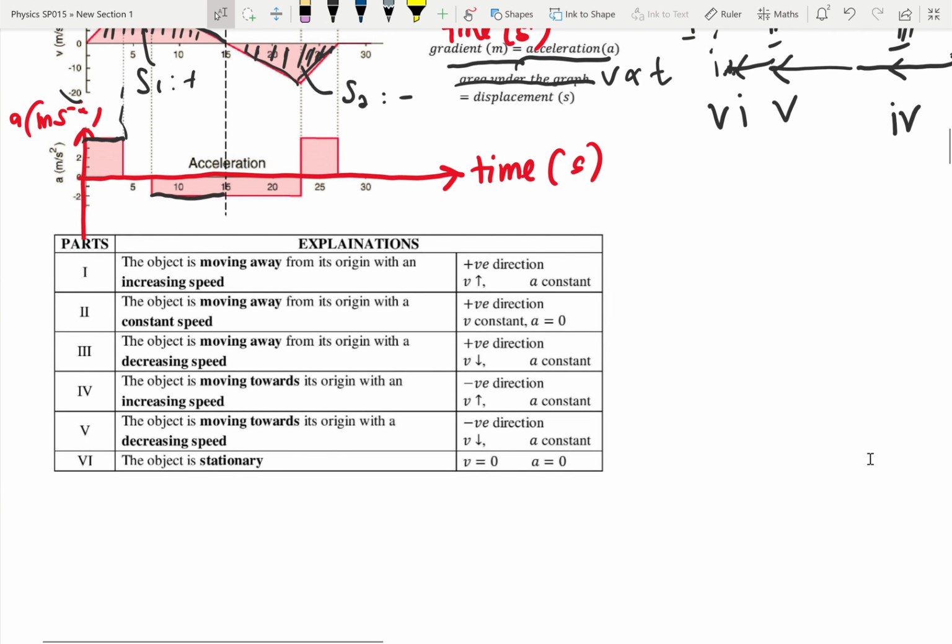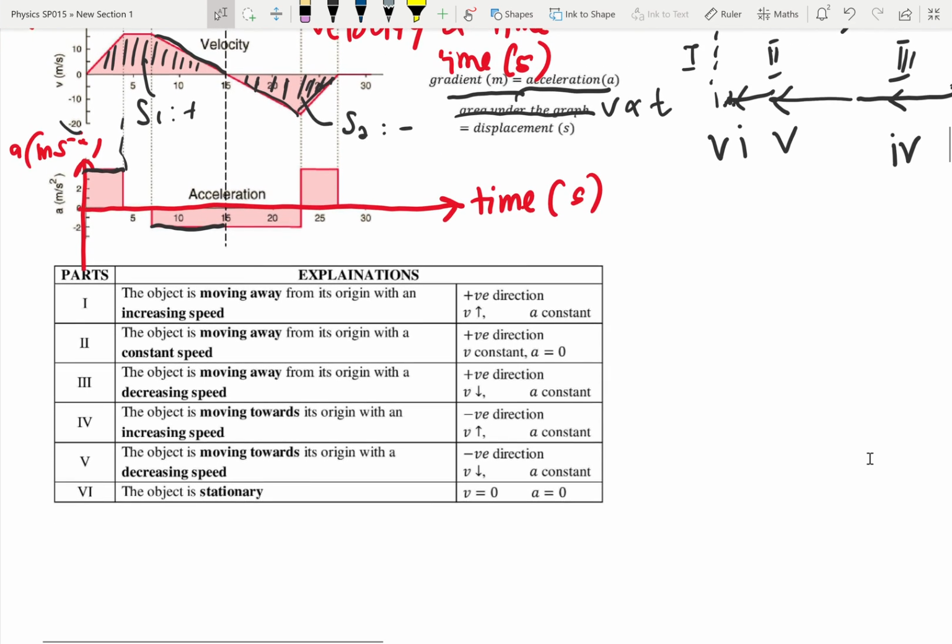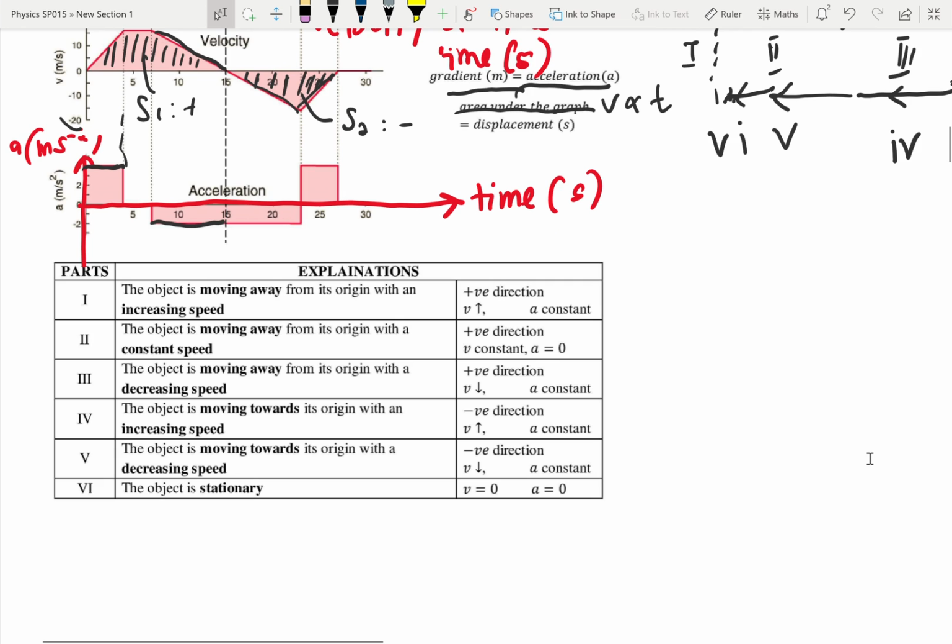Okay, so this is the explanation for part 1. The object is moving from the origin with increasing speed. How do you know it is increasing speed? Because the gradient increases. Gradient increase means speed increase. And it moves in the positive direction, v increases and a is constant.